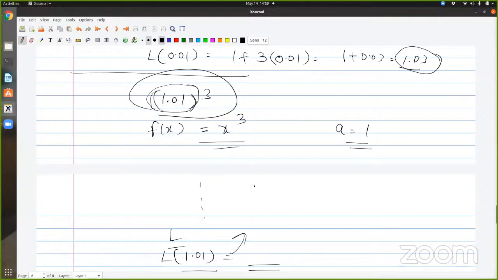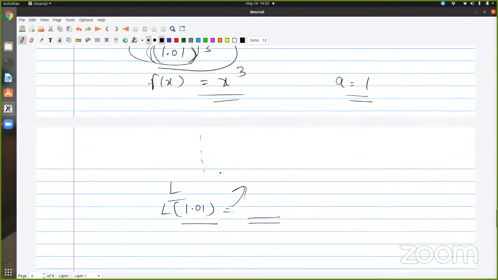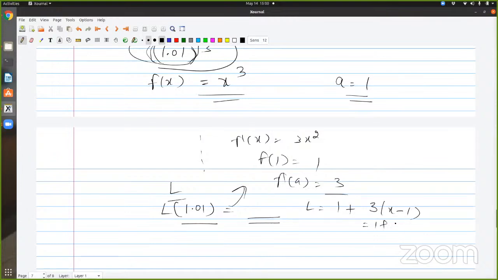You can actually try it yourself. You can take f of x is equal to x cube, and then, okay, let's do this. F dash x will be equal to 3x squared, and f of a is equal to 1. F of a will be 1. F dash of a will be 3. Then linear approximation will be f of a plus f dash a into x minus a. 1 plus 3x minus 3. 3x minus 2. Okay, this is what you get.